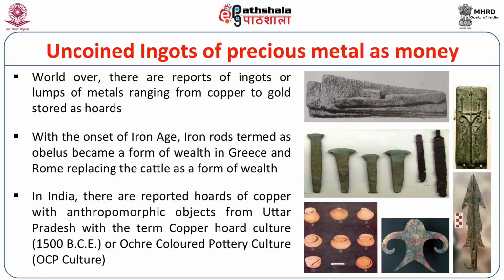Now these metals can range from copper to gold, which have been stored as hoards. One of the terms for copper hoards which have been found across UP is the copper hoard culture, or the ochre colored pottery, OCP culture as it is termed, dated to about 1500 BC. Here we find lots of copper objects which almost look like swords, along with anthropomorphic objects which look like human figures. So this tells us that these were also considered as forms of wealth in that period.